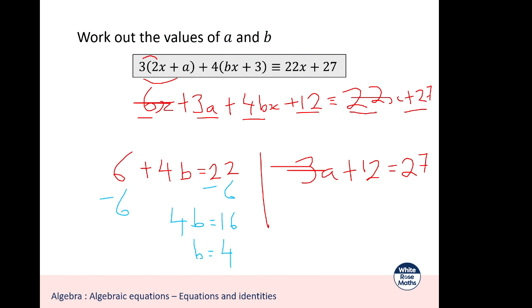Okay, for this one here, I'm going to subtract 12 on both sides. You get 3a equals 15. Dividing both sides of the equation by 3, you get that a is equal to 15 thirds, so a is equal to 5. Okay, and they are my values of a and b that satisfy that identity.